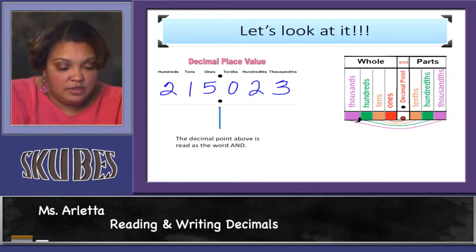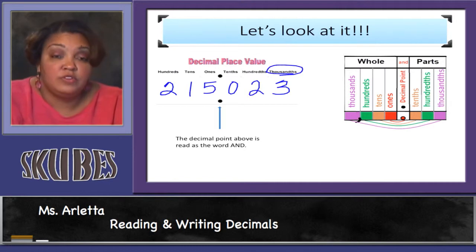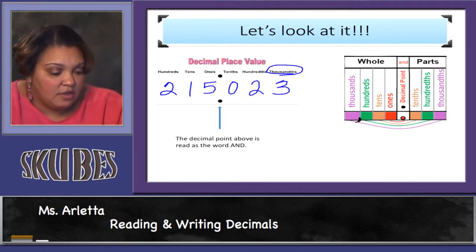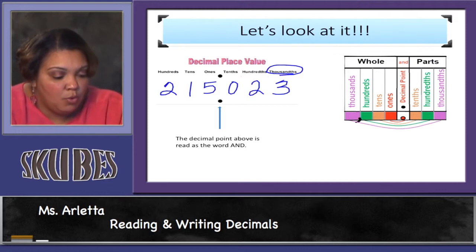What I want you to notice is the very last digit there was a 3, and right above it I circled the thousandths. Well, let's talk about to the right of that decimal point. To the right of that decimal point, you would read that as 0 tenths, 2 hundredths, and 3 thousandths.